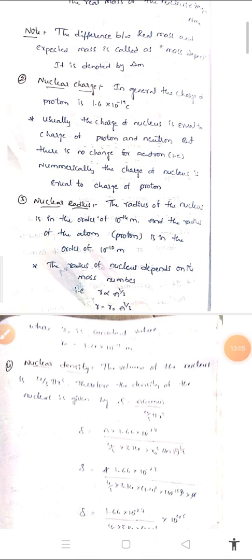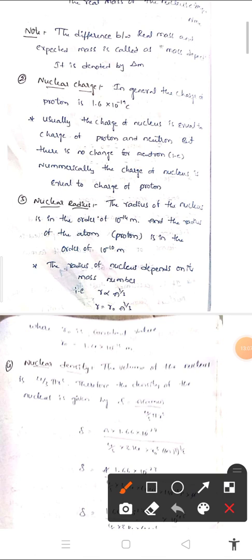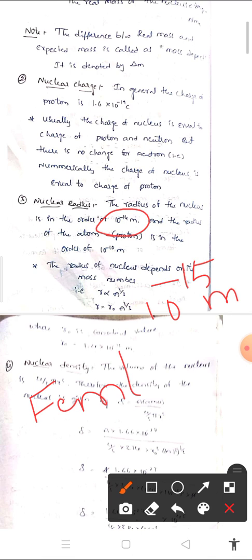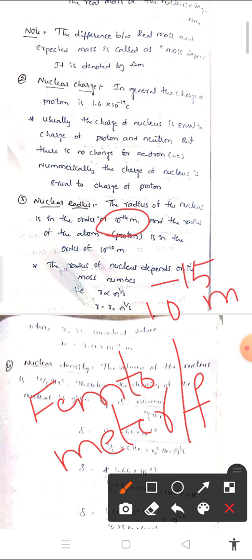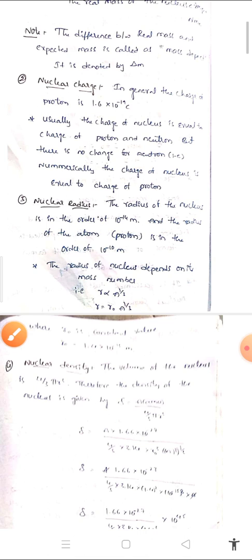See here, the radius of the nucleus is in the order of 10 to the power of minus 15. Please change this value. It is not 10 to the power of minus 14. It is 10 to the power of minus 15. The radius of the nucleus is in the order of 10 to the power of minus 15 meters, or it can also be written as femtometer, FM, small f, small m. So can you please change this?